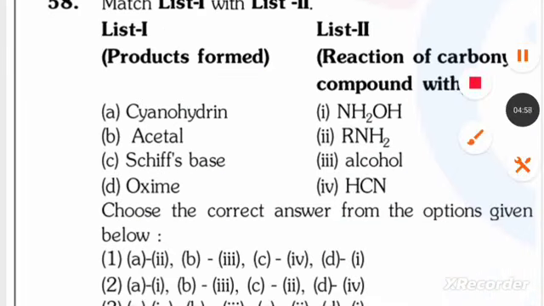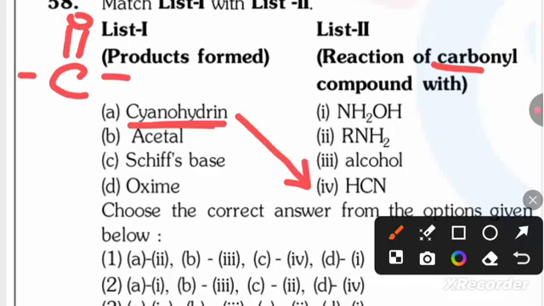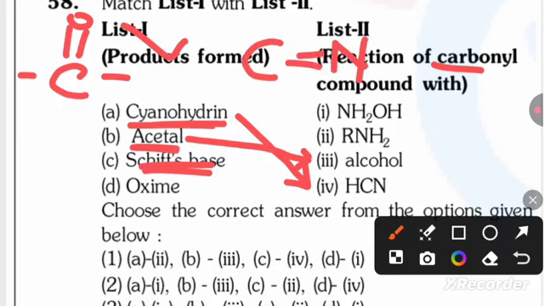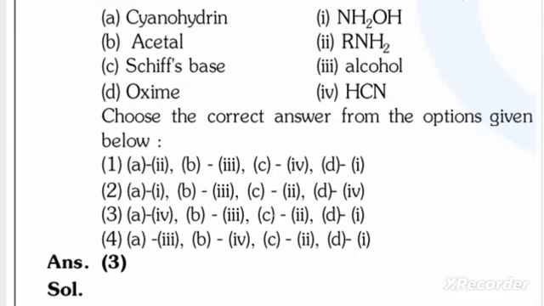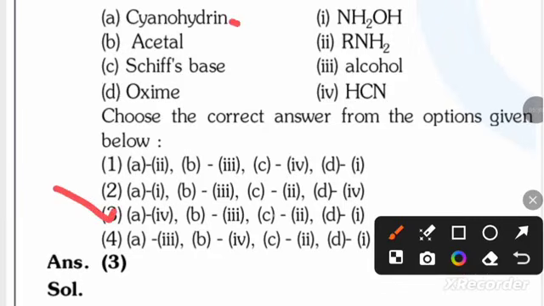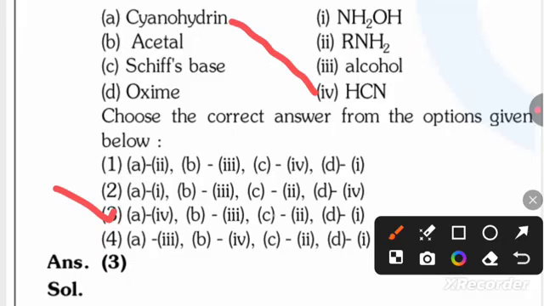We have one more matching question here. A cyanohydrin forms when carbonyl compounds react with HCN, hydrogen cyanide. An acetal forms when a carbonyl compound reacts with alcohol. A Schiff's base, meaning a carbon-nitrogen double bond, forms when a carbonyl compound reacts with a primary amine, and an oxime forms when a carbonyl compound reacts with hydroxylamine. So here option 3 is the right answer, where a cyanohydrin forms when an aldehyde or ketone reacts with HCN, and an acetal forms when a carbonyl compound reacts with alcohol.